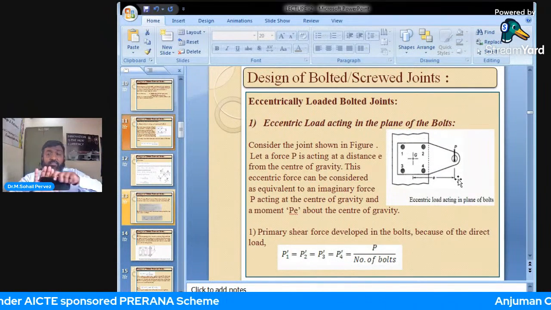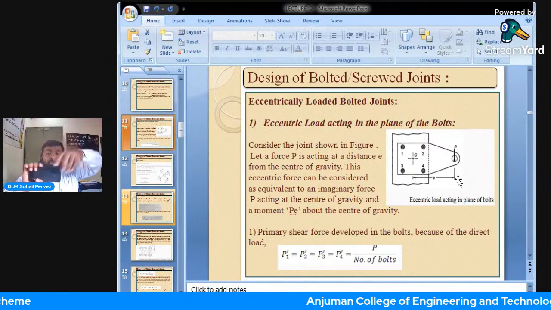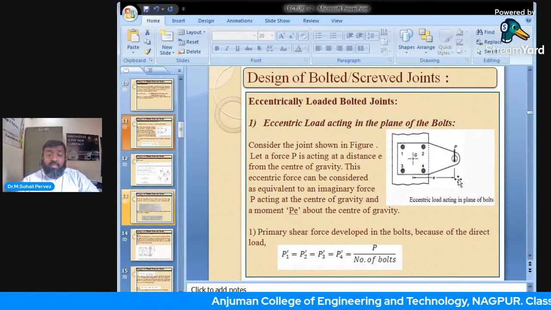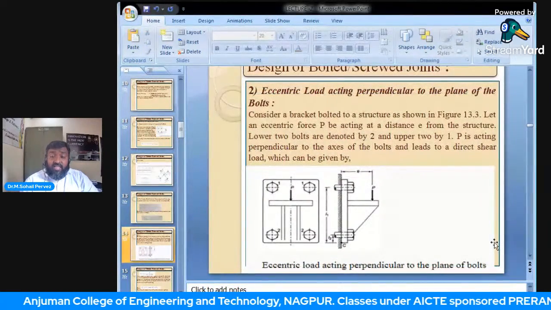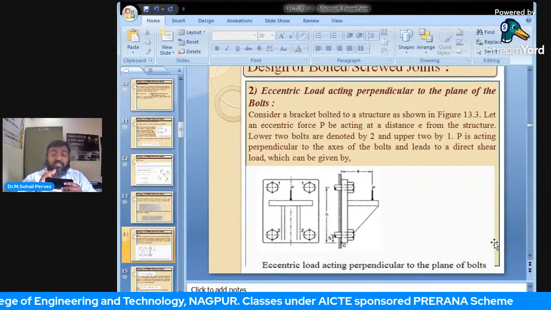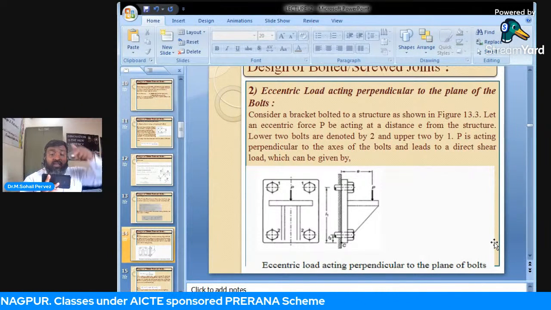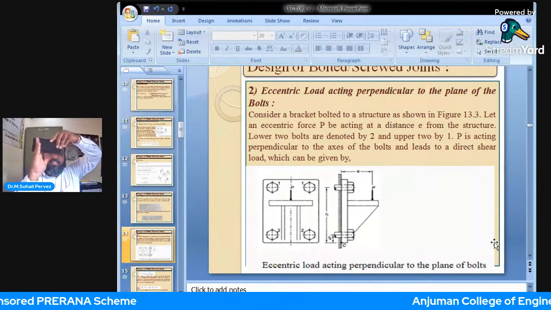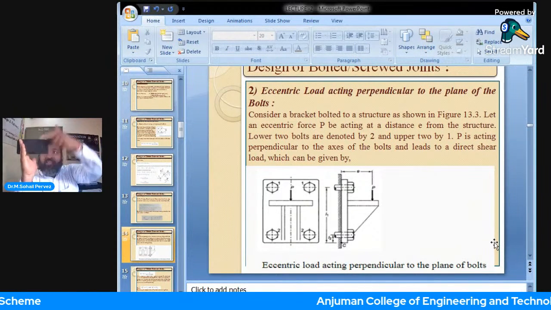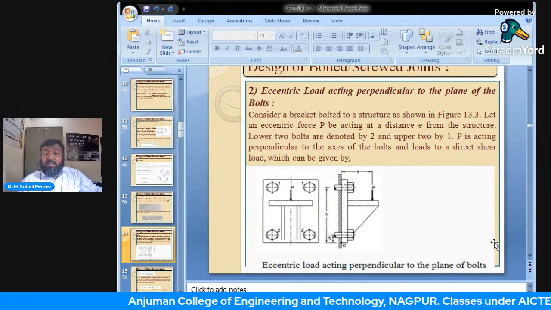Say this is the plane. So the eccentric load was acting in the plane of the bolt. Now the case is different. In this case it is not in the plane, it is perpendicular to the plane. The bolts are in this plane now. Bolts will be in this fashion, and the load will be perpendicular, so it will topple down.